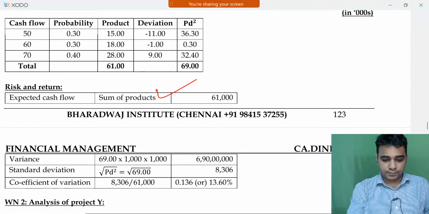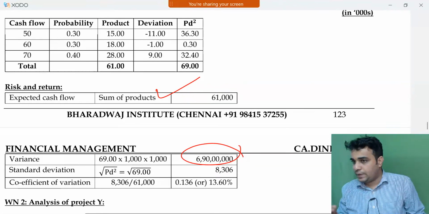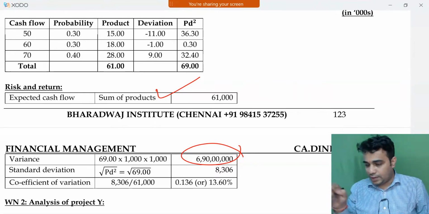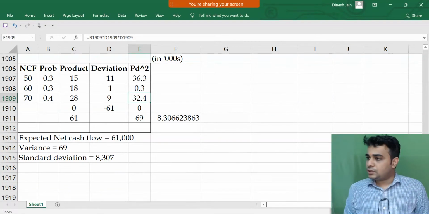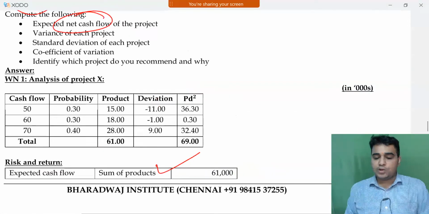The only thing is, in variance you will have to multiply by 1000 two times, because variance is a square. Variance is square, so you will have to multiply by 1000 two times. Your standard deviation is 8,307. Okay, I'll touch upon coefficient of variation.